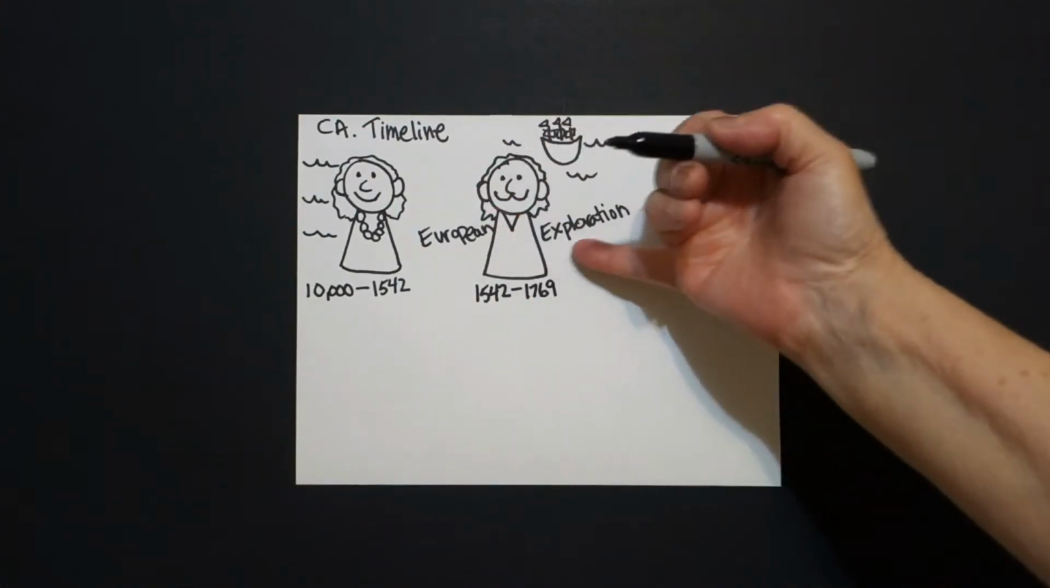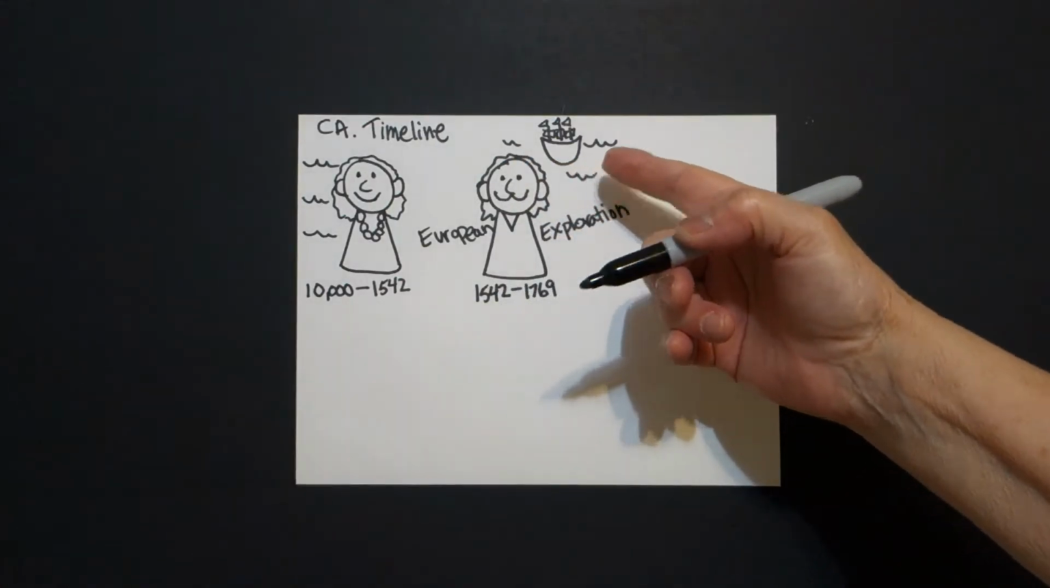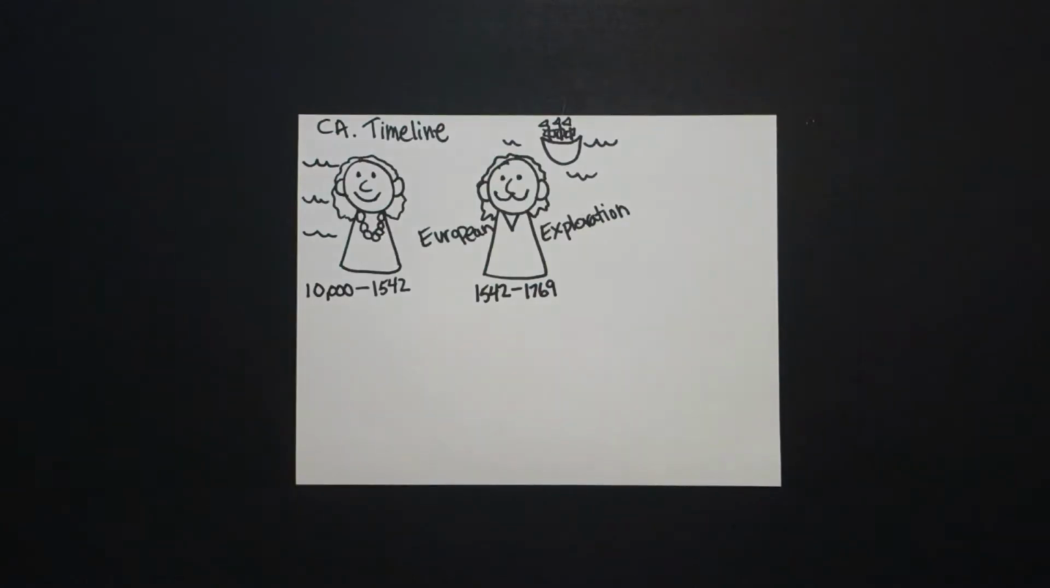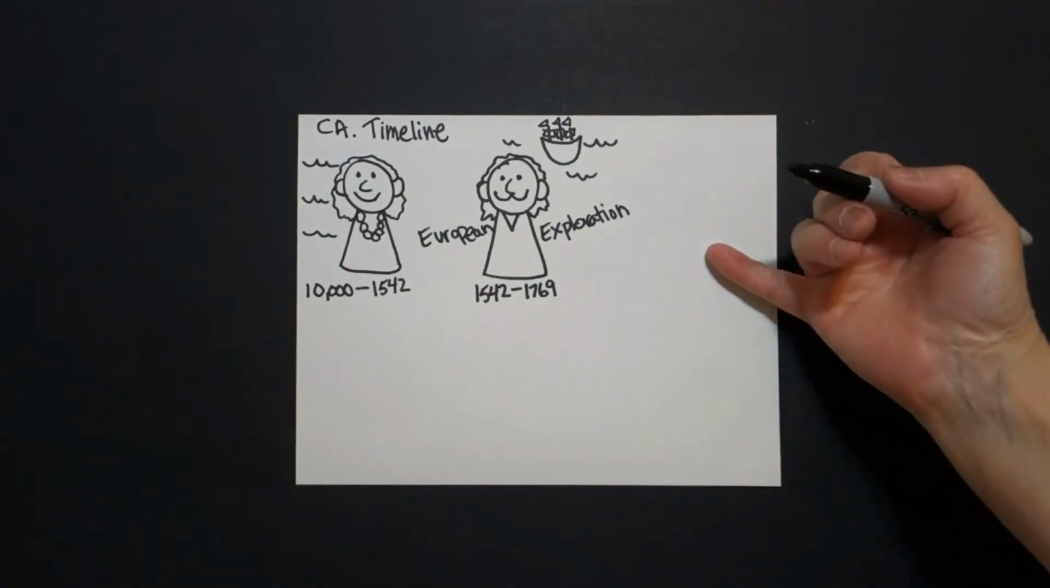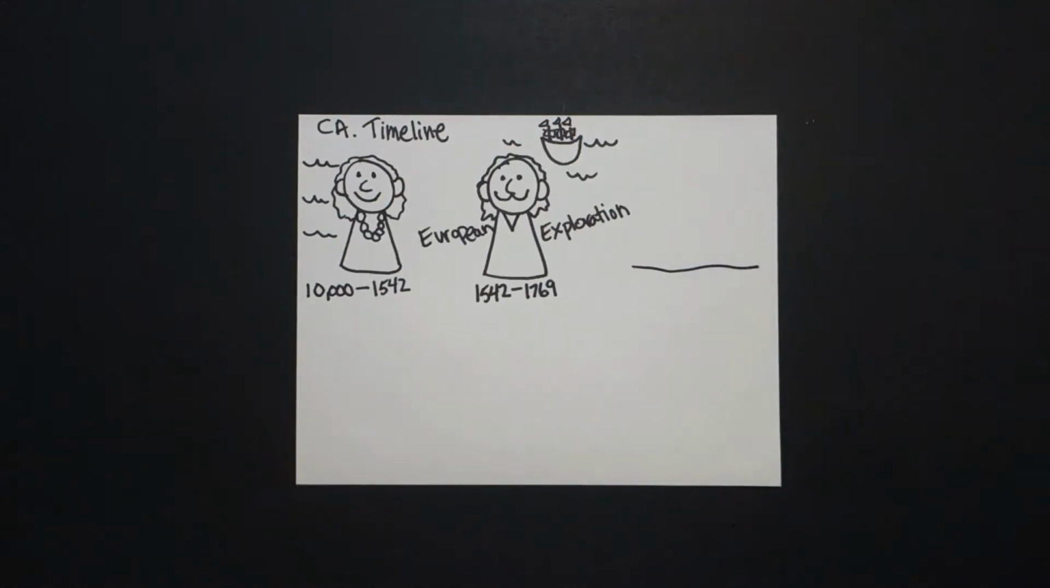And this is when everybody was colonizing California. And where and how did they come in? Off the coast, the ocean. Okay, now come over here on the right and let's just put a wavy line.